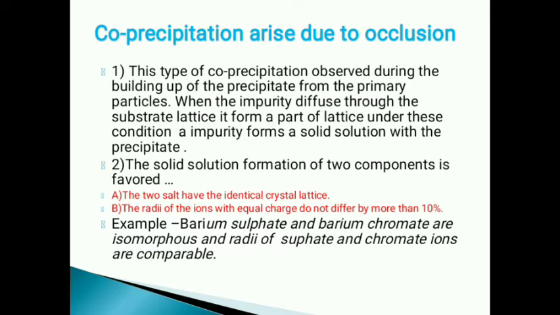There are two types of condition. First is identical crystal lattice, means they have a similar size, and also similar size and shape. That type of compounds generally get impure by the occlusion process of co-precipitation. For example, barium sulfate and barium chromate are isomorphous, and the radii of the sulfate and chromate ions are comparable.